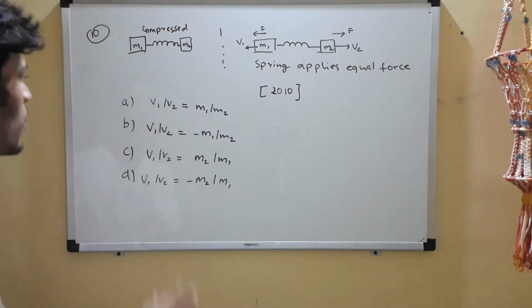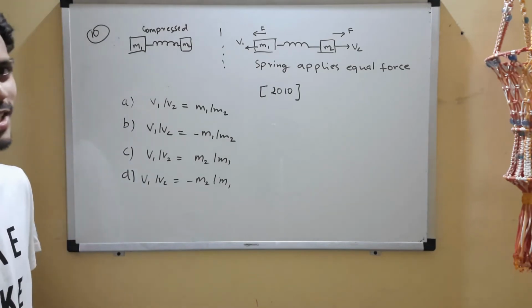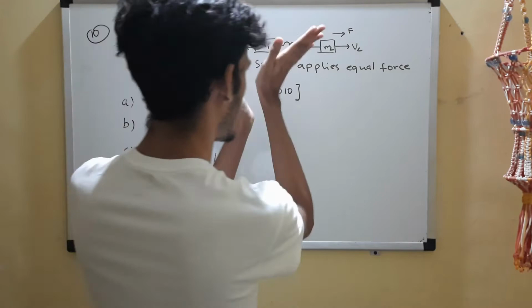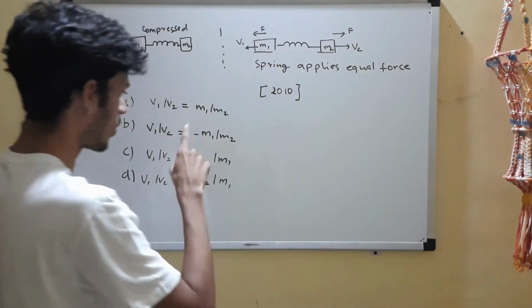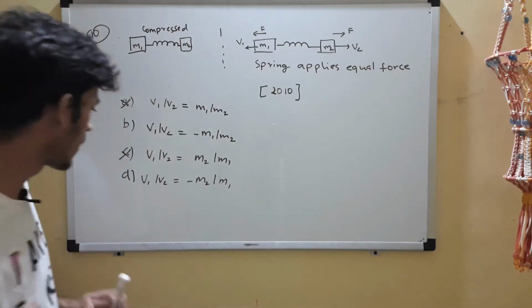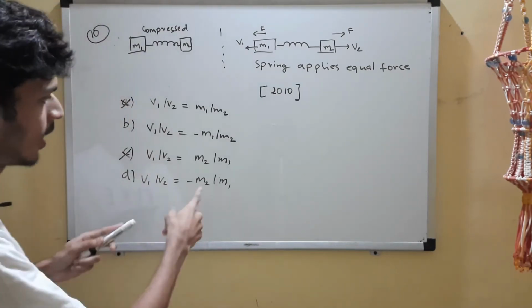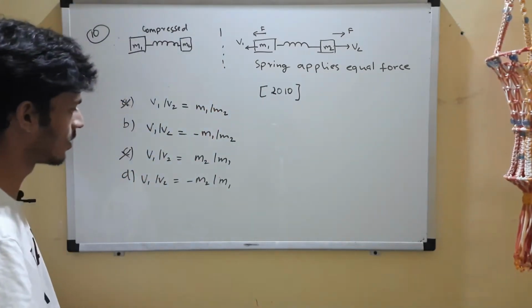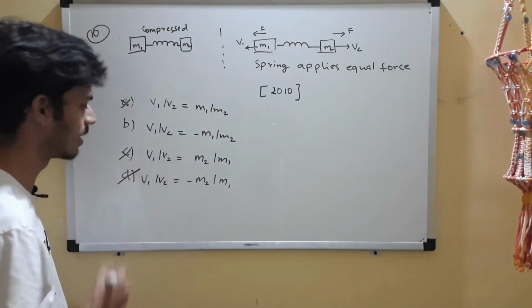So you have to comment on V1 by V2. Actually, you can make it directly. You'll know that V1 is in this direction, V2 is in the other direction, so of course it should be negative. So option C, get out of the way, option A, get out of the way. And V1 by V2, you'll know that it's inversely proportional to mass, right? By the application of conservation of momentum. So D is the correct choice.